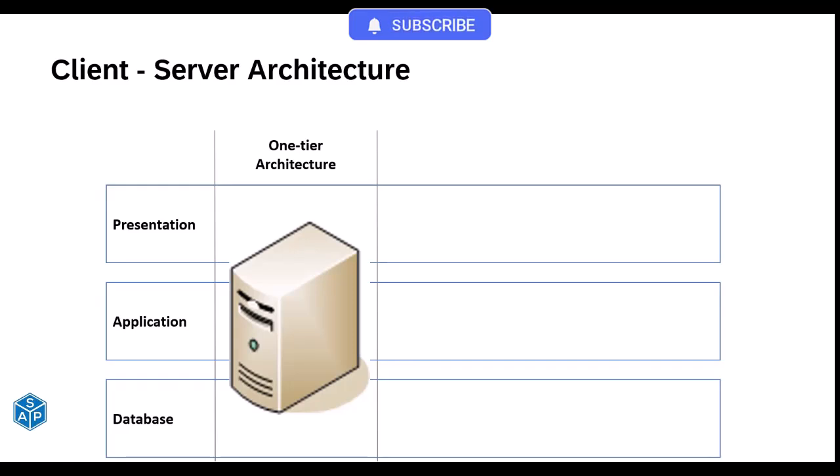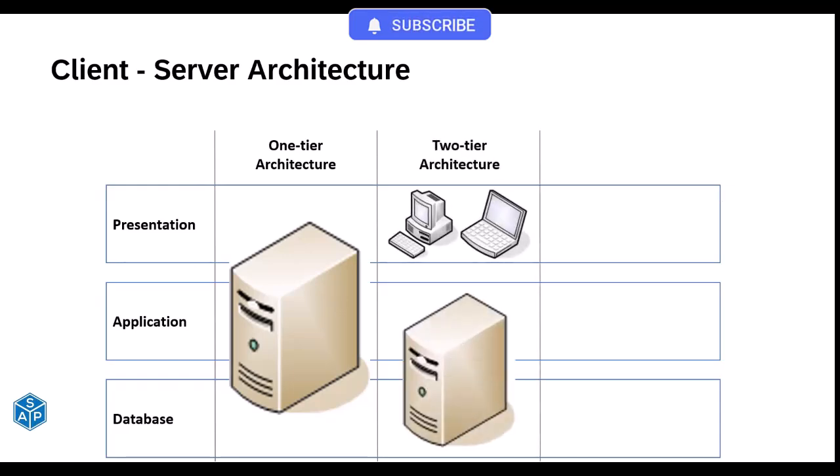Now the second is your 2-tier architecture. What is the 2-tier architecture? Here, your database and application both reside on the same hardware or the same VM. Your presentation layer is different. You might have one physical server or one virtual machine in which you will install both the database software and the application software, but you will not install the presentation SAP GUI on that server.